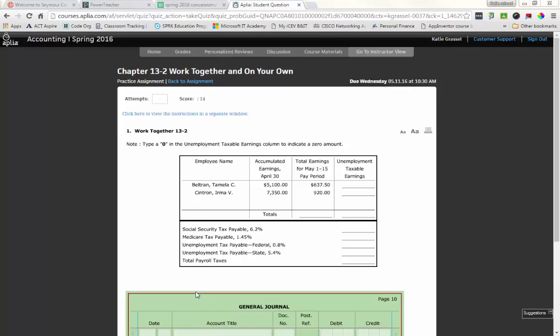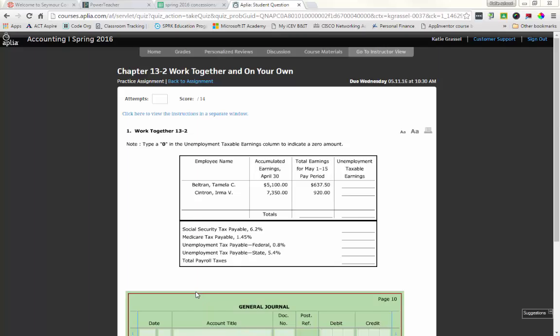What we have to take a look at is we have 2 employees that we're looking at. We have this column here called accumulated earnings. That's going to be how much earnings they have had prior to this paycheck. Tamala has only earned up to April 30th $5,100. Irma has earned $7,350.